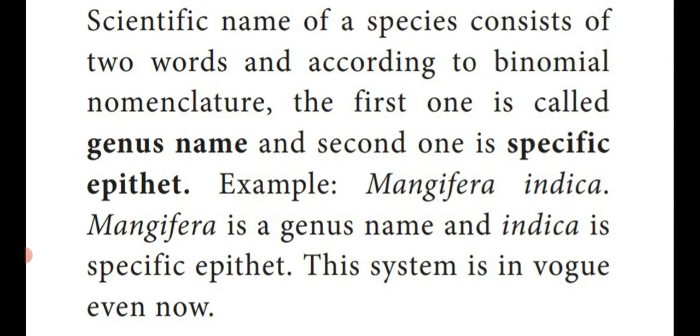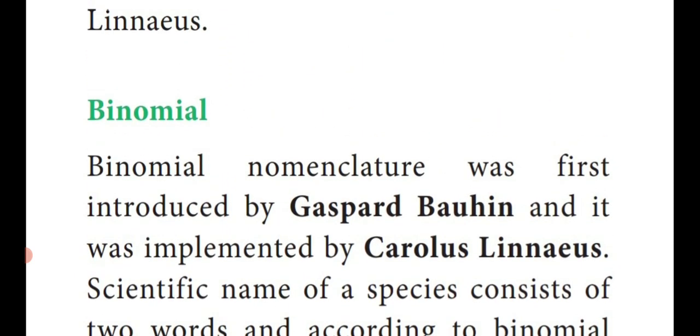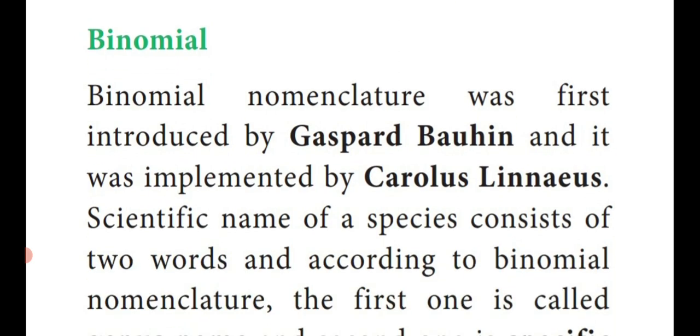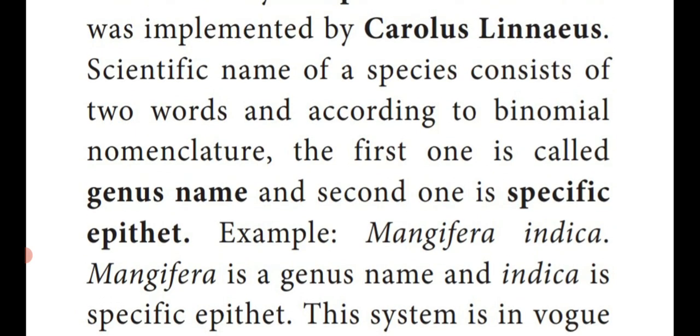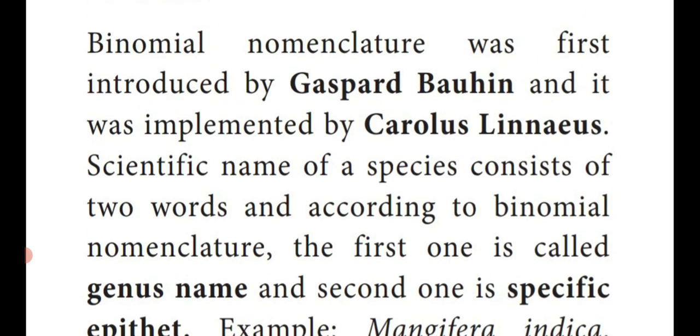So this system is used nowadays to classify the plants. This system is known as the binomial system of nomenclature. It is another important 2 mark and 3 mark question. What is binomial nomenclature? The answer is, the scientific name of a species consists of two words. According to binomial nomenclature, the first one is called the genus name and the second one is said to be the specific epithet. Example, Mangifera indica. Mangifera is the genus name and indica is the specific epithet. This is the answer for what is binomial nomenclature.